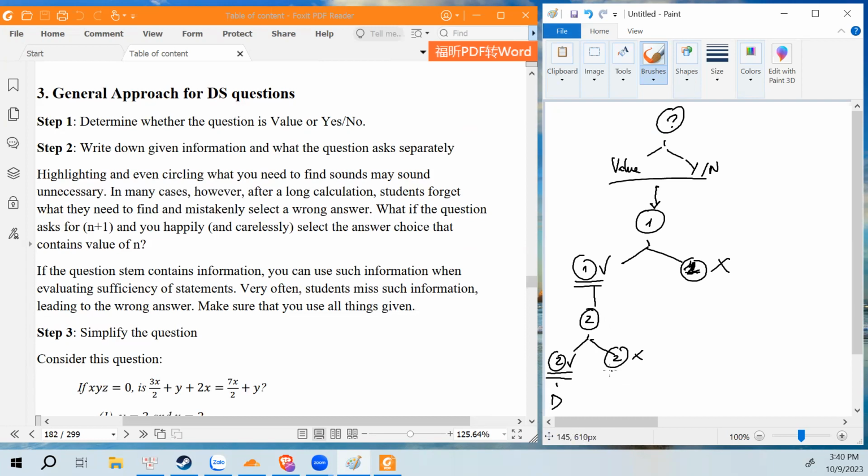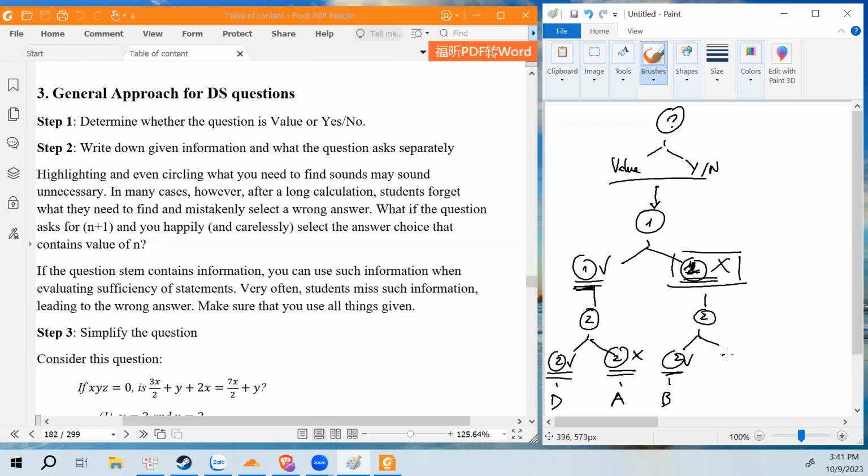But if 2 alone is not sufficient, but 1 alone is sufficient, then the answer choice is going to be A. Now in the case that statement 1 alone is not sufficient, we still have to evaluate statement 2 separately. Now we ignore what is being said in statement 1. We only focus on the information in statement 2 for now. Again, two cases. One is 2 alone is sufficient. So now we have statement 1 alone is not sufficient, statement 2 alone is sufficient. The answer choice is going to be B.